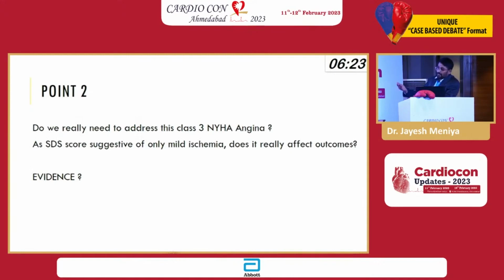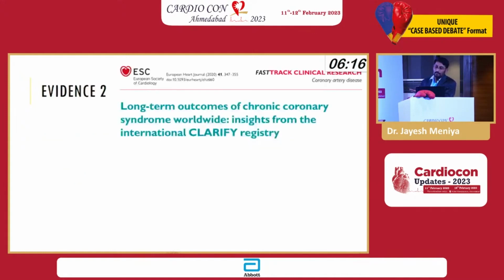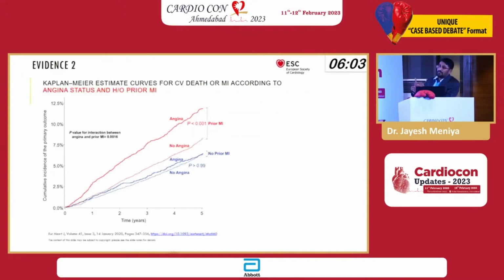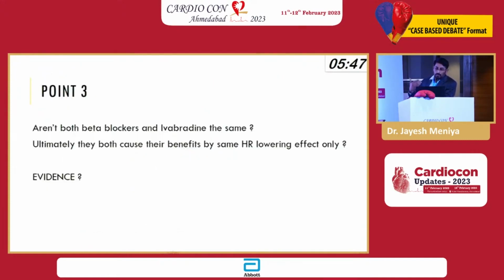So my second point is that angina is really important to treat because the patient is hemodynamically stable. Why is angina important? In the CLARIFY registry, with more than 32,000 patients in 49 countries, patients had a previous history of coronary events and were symptomatic. If a patient has a previous history of myocardial infarction and symptoms of angina, then the patient has more chances of MACE, coronary events, or hospitalization. So we have to treat this angina as early as possible by adding other drugs.